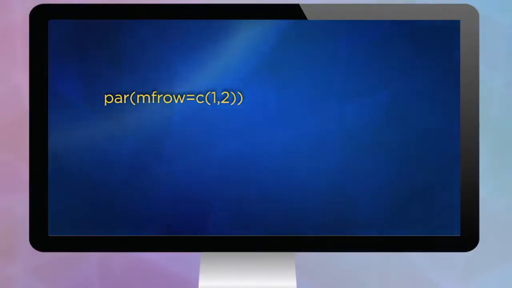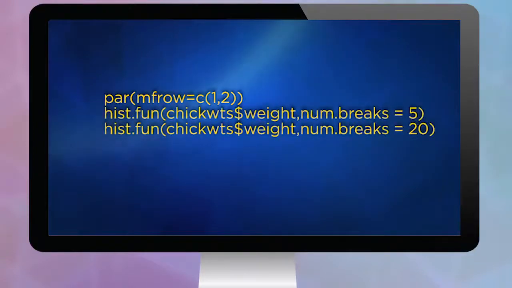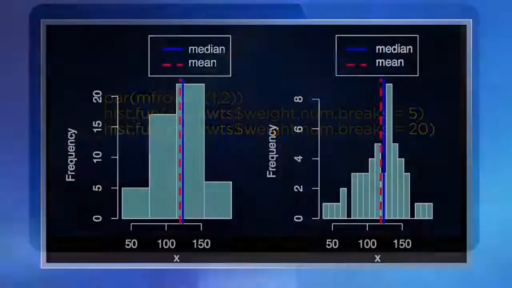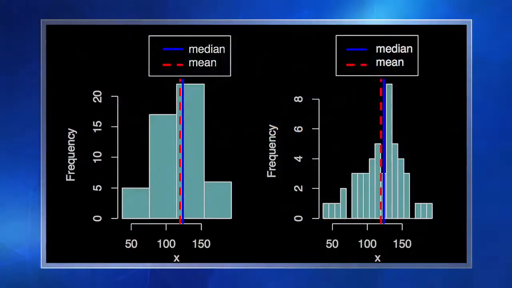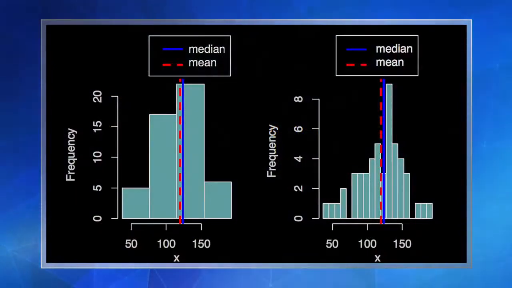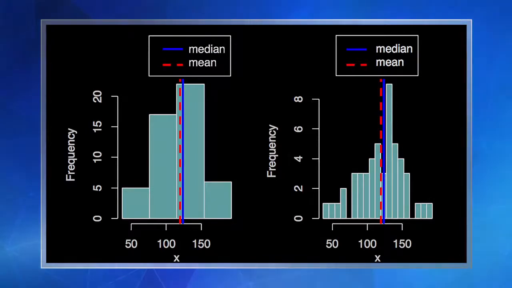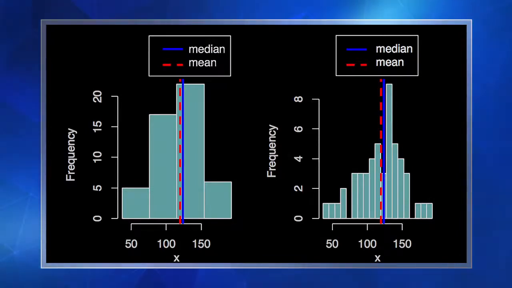Let's look at the histogram of our chick weights with the number of breaks equal to 5 versus a histogram of those chick weights with the number of breaks equal to 20. So check this out. Now we can visually see the difference that setting those breakpoints makes. And we've got the legend there and also the title.